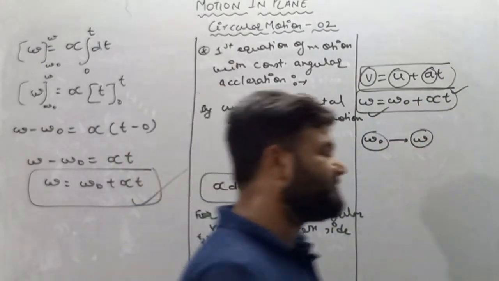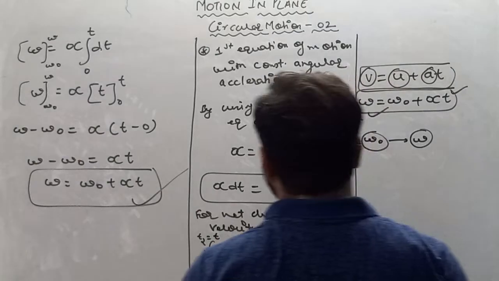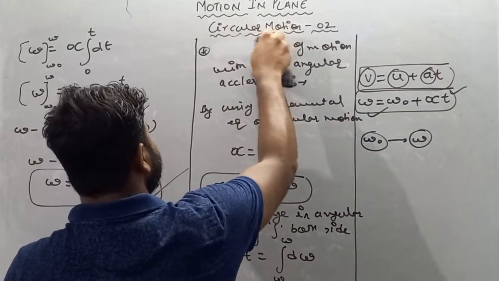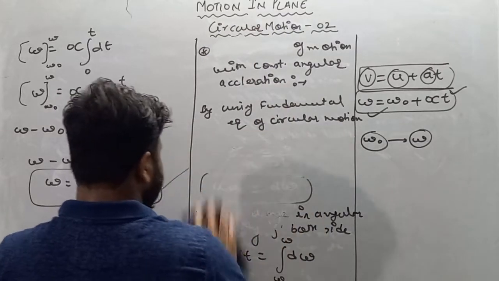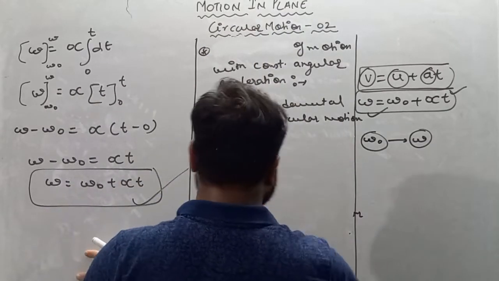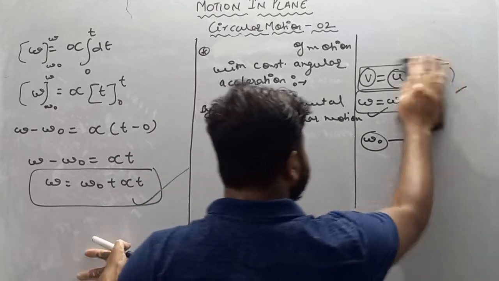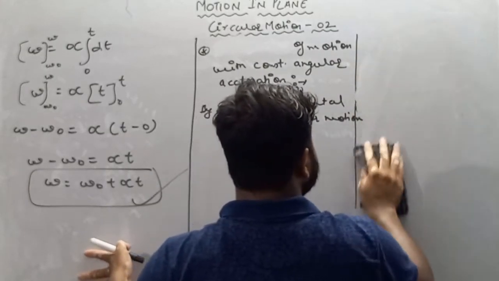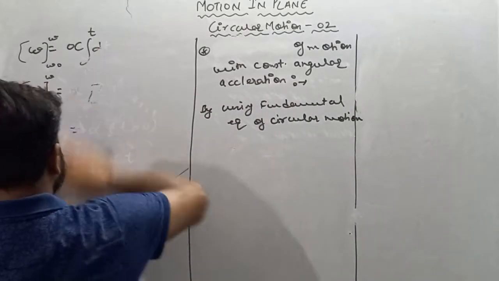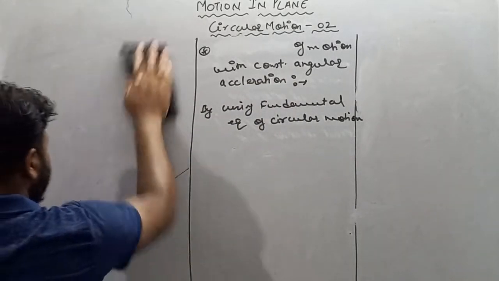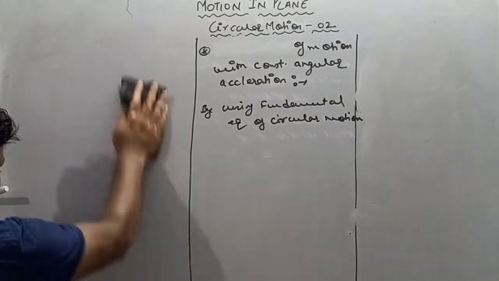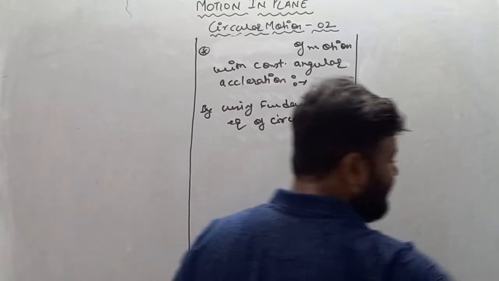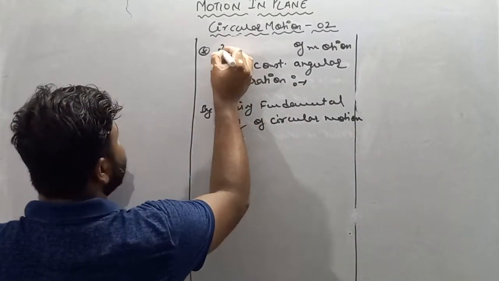Moving forward, my dear students, now we'll prove the second equation of motion with constant angular acceleration. So write down the next topic. It is the second equation of motion with constant angular acceleration. Write down the second equation of motion.